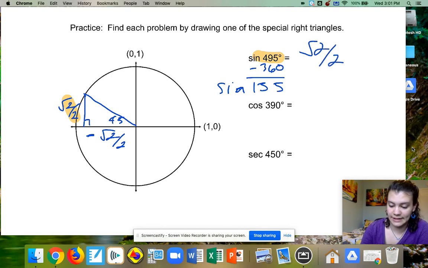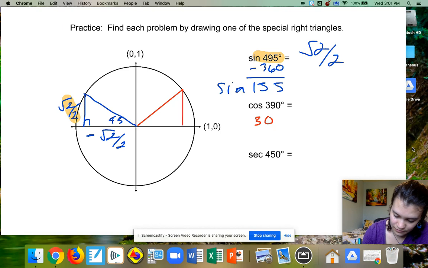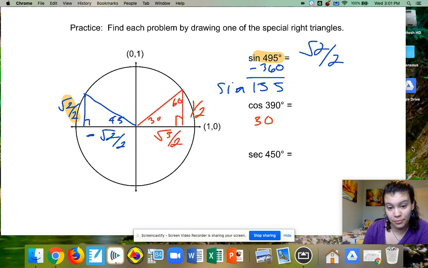If we're doing cosine of 390, subtract 360 from that, and you are left with 30. So we're finding the cosine of 30. So draw your triangle. And we have 30 here, which makes this 60. This is a half, root 3 over 2. Both of them are positive because we're in the first quadrant. Cosine, we are looking for the x component. So your answer is going to be root 3 over 2.